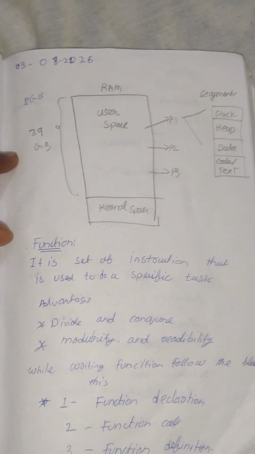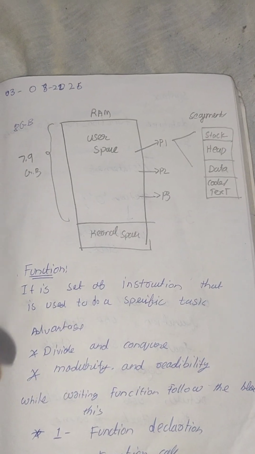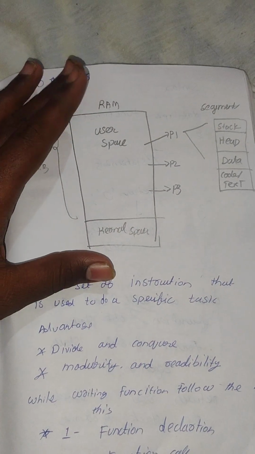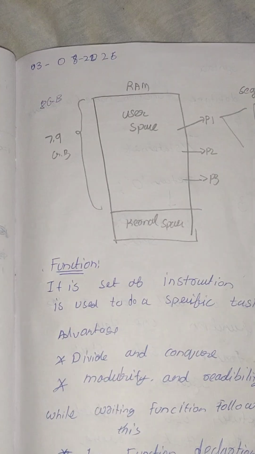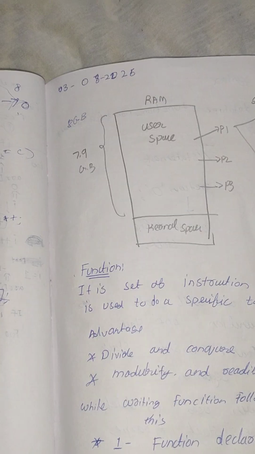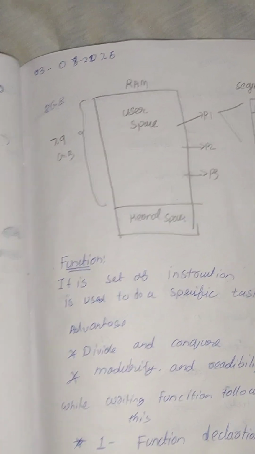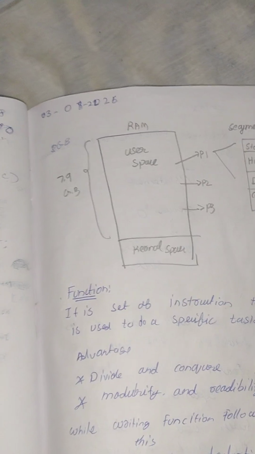Okay, today we are going to see about functions. Just consider we are having a RAM. So in this RAM, where are our programs going to be stored? Our programs are stored in ROM memory. So how are we able to execute our programs? We can execute our programs in RAM memory.